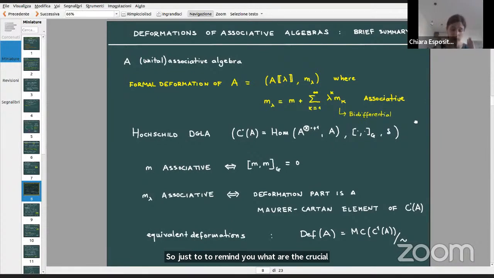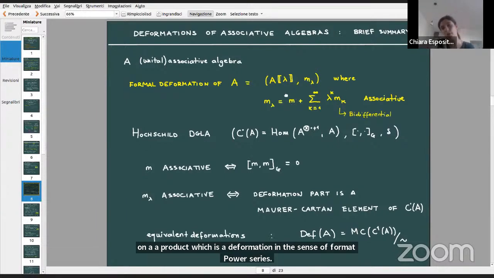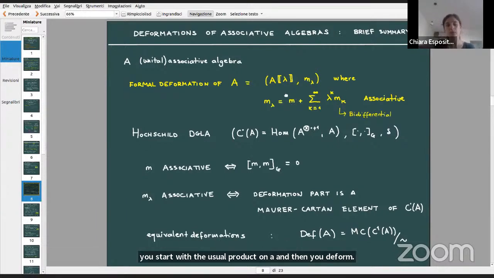So you start with an associative algebra, and then you want to deform it. Meaning that you consider formal power series on A, and a product which is a deformation in the sense of formal power series. So you start with the usual product on A, and then you deform. You add a formal power series of bidifferential operators. And of course, you ask this new product to be associative again.